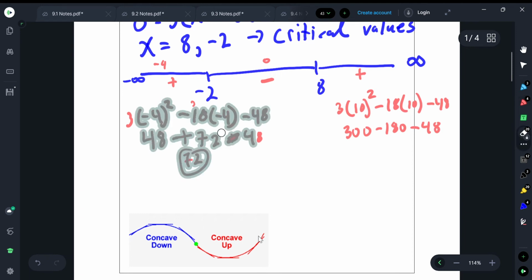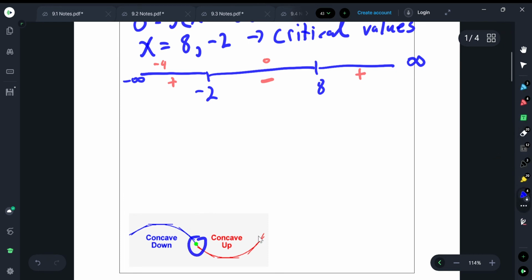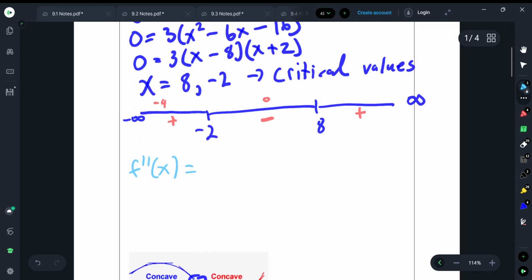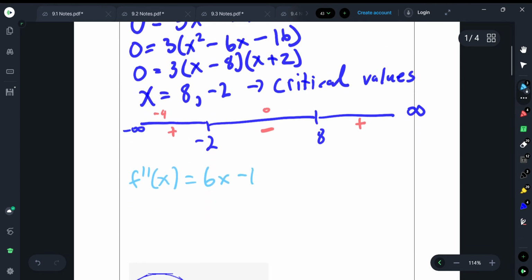An inflection point is where it changes concavity. Where does it change concavity, meaning where is this point right here? This is the inflection point here. So obviously you're going to use what we call the second derivative, and the second derivative is going to be over here. So this is just going to be 6x minus 18.